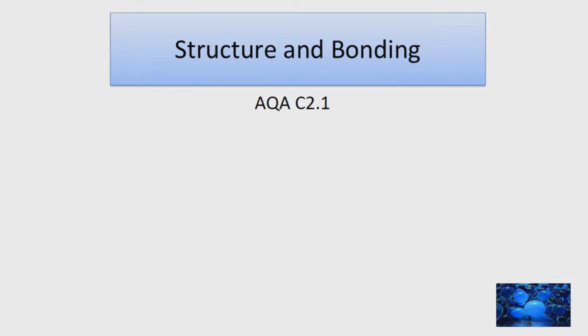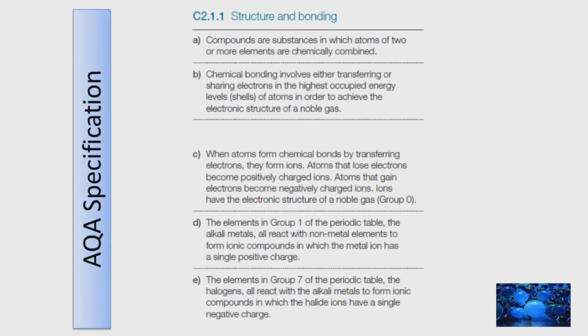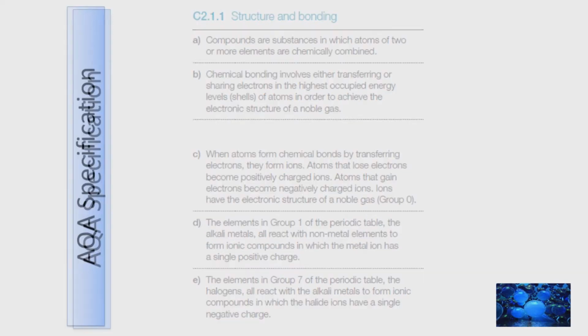Unit 2 Chemistry split into 7 parts. This is Unit 1, Structure and Bonding. Here is a specification. It's in 2 parts. You may want to freeze this and read through.